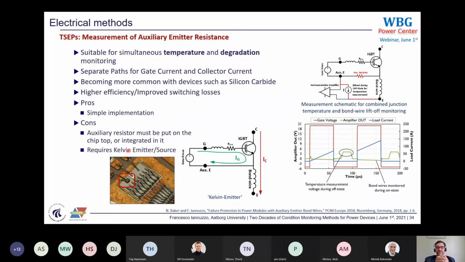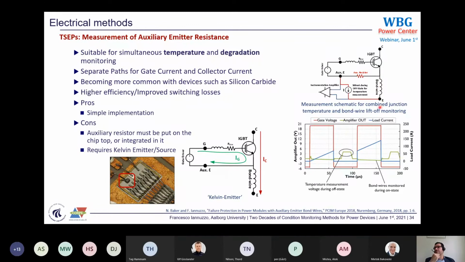Auxiliary emitter resistance, this is also very promising. You can see a prototype here in this picture. The idea is very simple. If you have a Kelvin contact, which means an auxiliary emitter, then you can put a resistor on this branch like this one here. If you put this resistor and you put a simple current generator, which is basically a monolithic integrated circuit, very low cost, and an instrumentation amplifier, then you can do a magic thing. So look at this. During off state, basically the bond wire voltage drop is 0 because there is no current here.